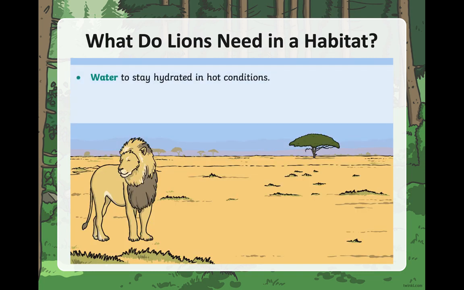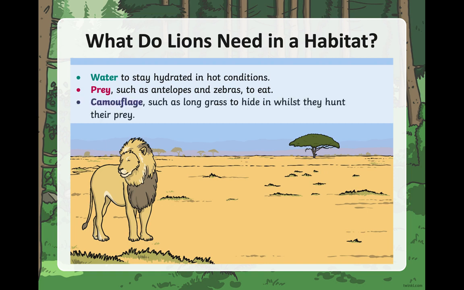What do lions need in their habitat? Now, the first thing is water to stay hydrated in hot conditions. Prey, something they can eat, right? It's usually a zebra or some type of deer, or anything they can actually put their hands on, right? Which has a lot of meat.